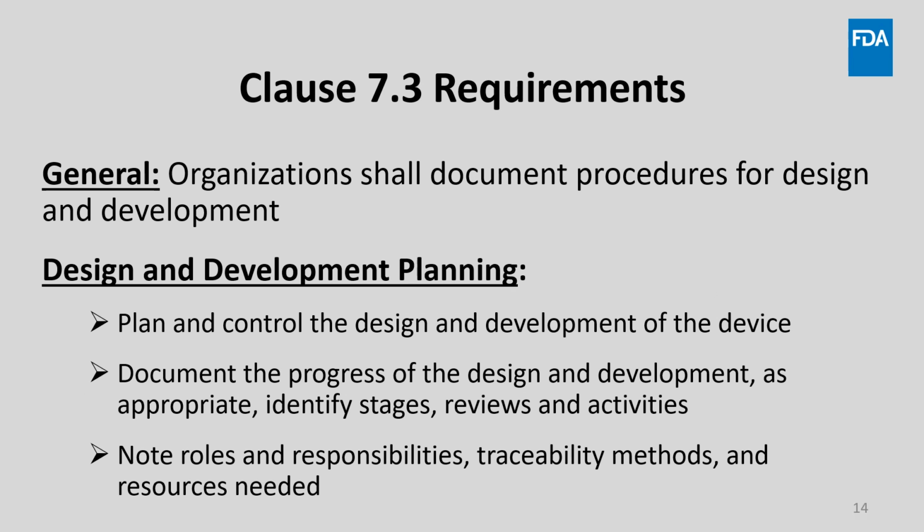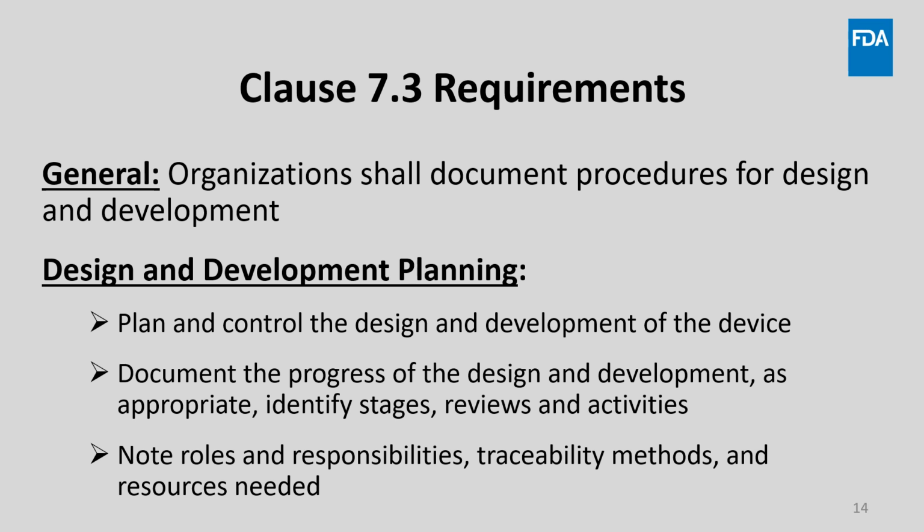Continuing with requirements, you must have documented procedures for design and development. Then we move to design and development planning. Planning is important as both a requirement and a practical tool to control the design and development process. Document the progress of the design and development activities to keep track of all requirements, their status at appropriate stages, and the completion of reviews and activities.